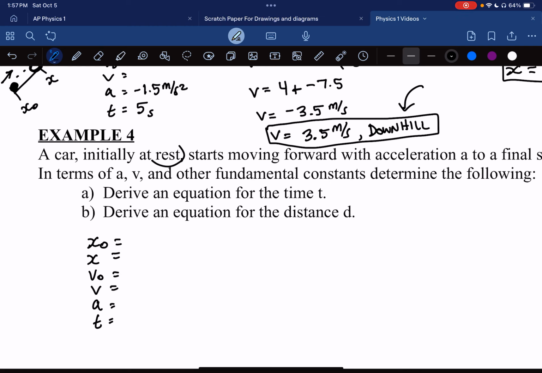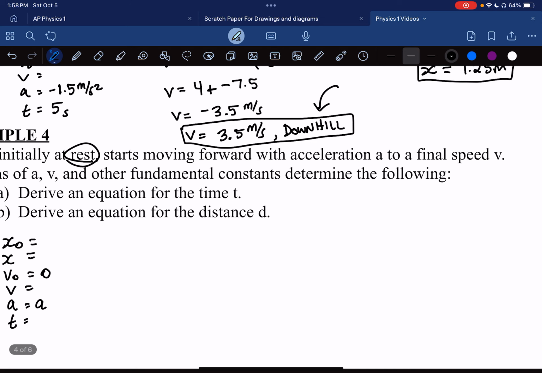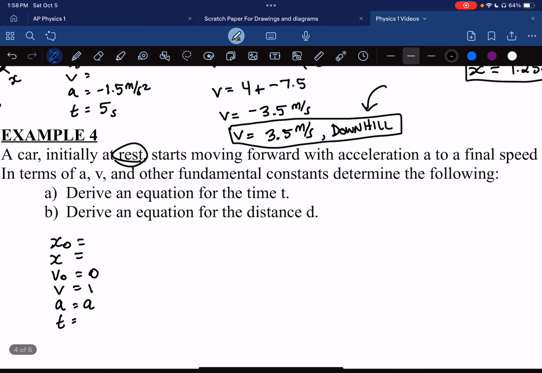Okay, a car is initially at rest. So V naught is 0. Starts moving forward with an acceleration A. So they don't give us what A is, but we're going to put A because that represents whatever that acceleration is, to a final speed V. And so we'll put V for V. In terms of A and V and other fundamental constants, determine the following. Derive an equation for the time t, and derive an equation for the distance d.